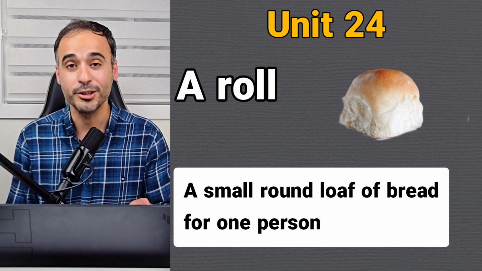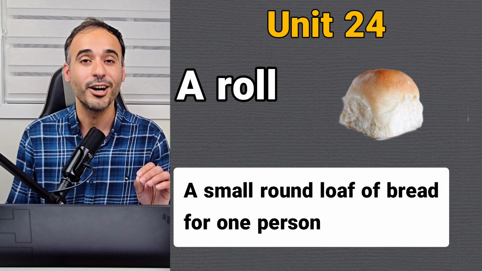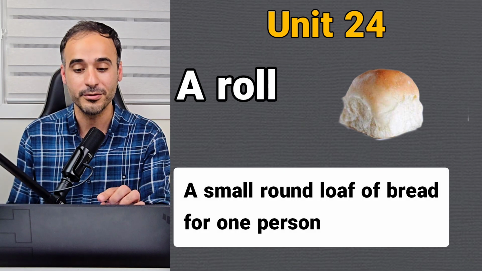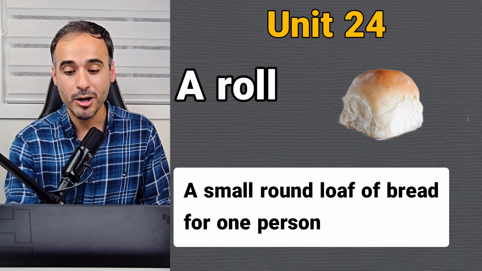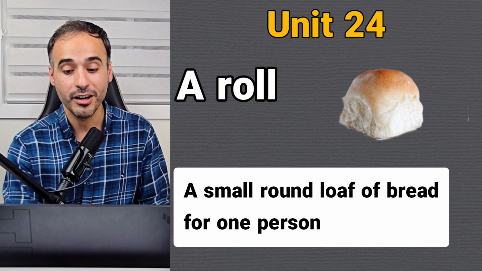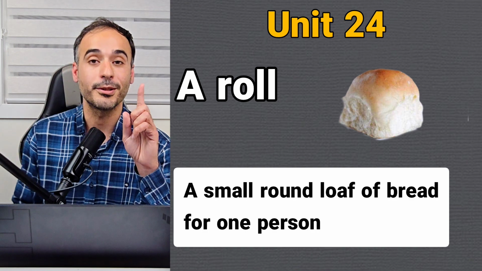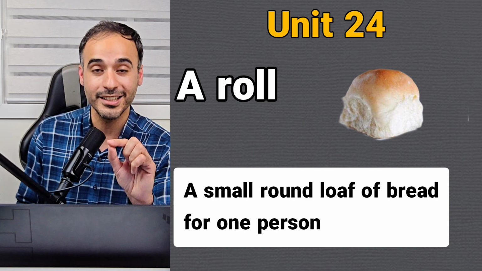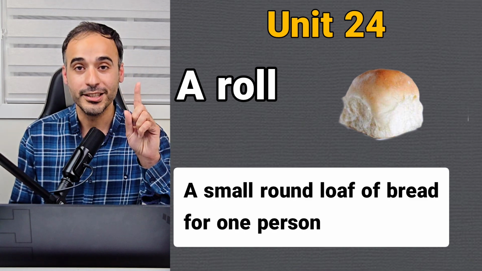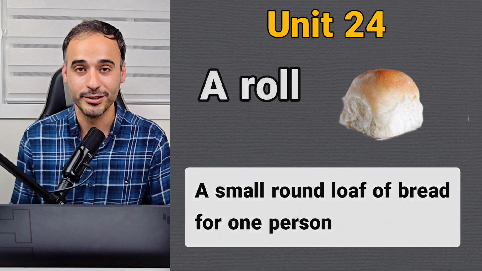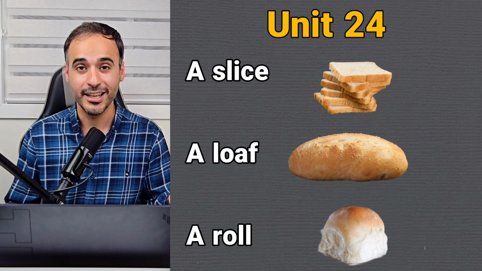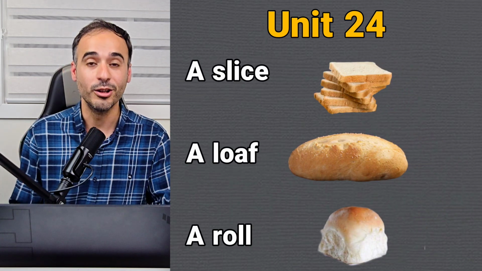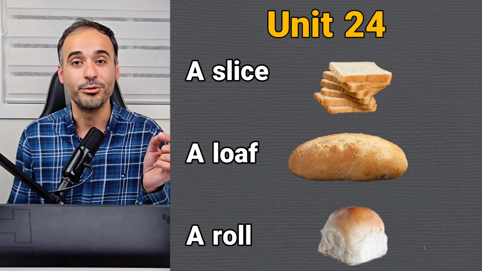In the next picture, you can see a roll. A roll. I'm going to read the definition from Longman Dictionary. A small round loaf of bread for one person. So, small round loaf of bread for one person only. That is a roll. Now, can you see the differences? A slice, a loaf, and finally, a roll.